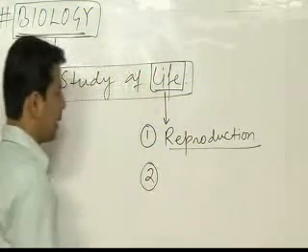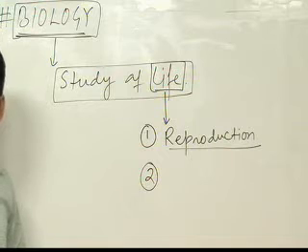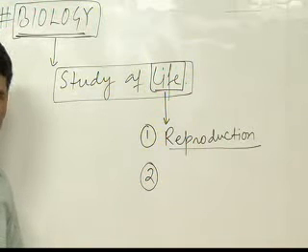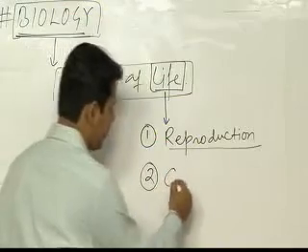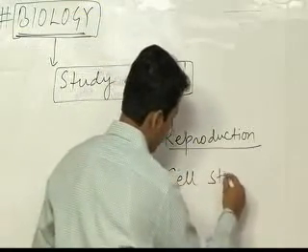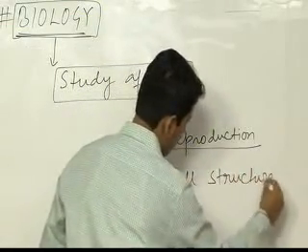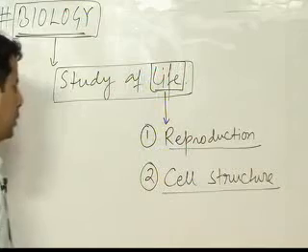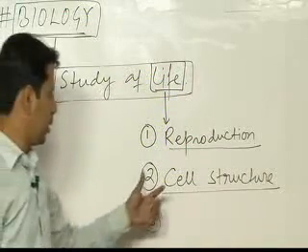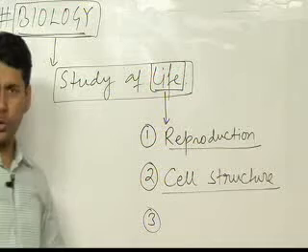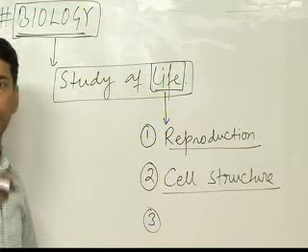Second, if something is living, then it will have a cell structure. It will be made up of cells. The second thing is cell structure. Third thing, cells are required because lots of life processes go on in the cell.